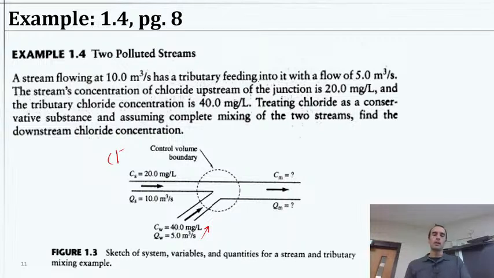And it says treating the chloride as a conservative substance. That's telling us, that's a key word for us, to say that there's no reaction. So there's no reaction term. And we assume that in this little dotted thing here, they're completely mixed. So now the chloride concentrations have been fully averaged across. Find the downstream chloride concentration.